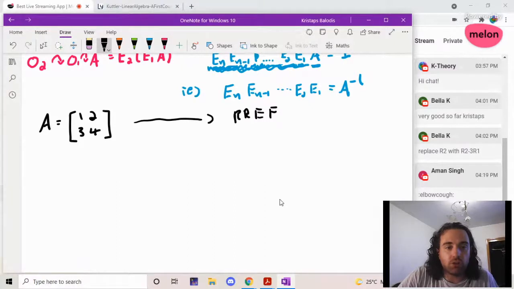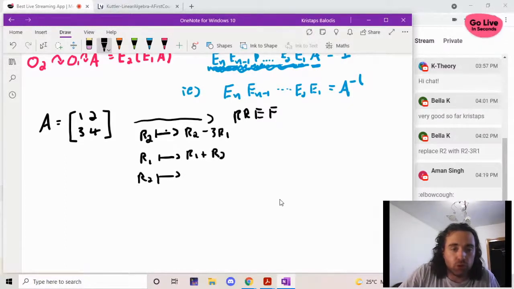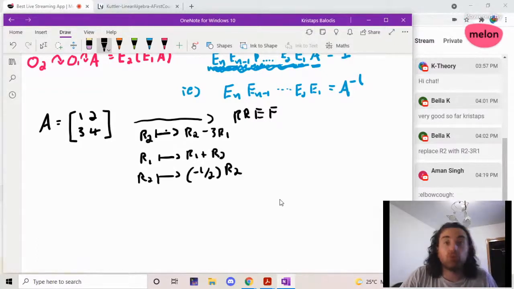And the row operations we did: first, row 2 goes to row 2 minus 3 row 1. Then we applied row 1 goes to row 1 plus row 2. And then we applied row 2 goes to negative 1/2 row 2, right?